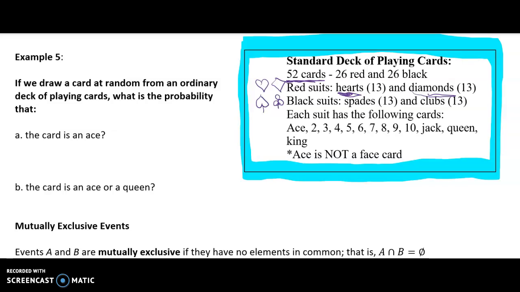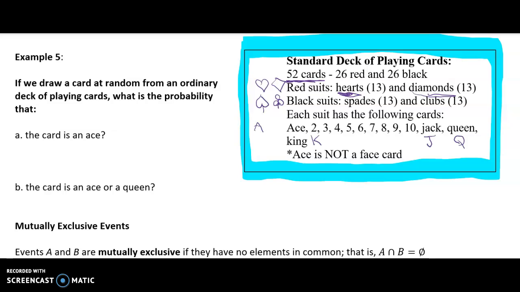So there's 13 cards in each suit. Now, the cards in each suit include an ace, which just has an A on it, or you might see a 1, 2, 3, 4, 5, 6, 7, 8, 9, 10. And then we have a jack, which will just be denoted by a J, queen, Q, king, K.